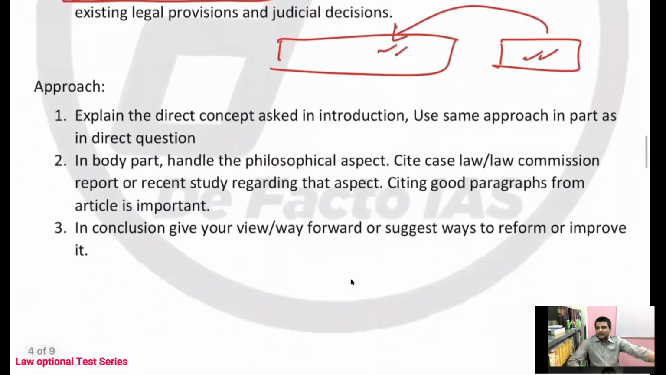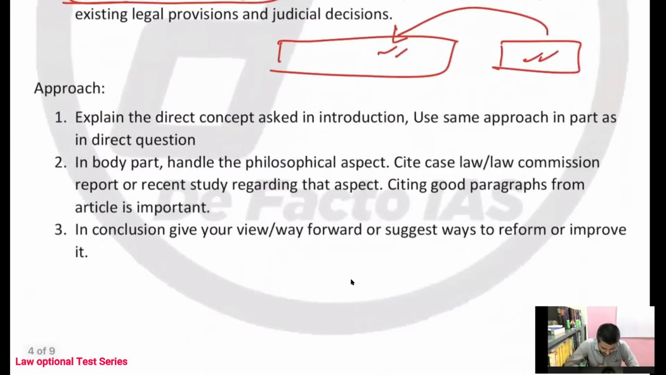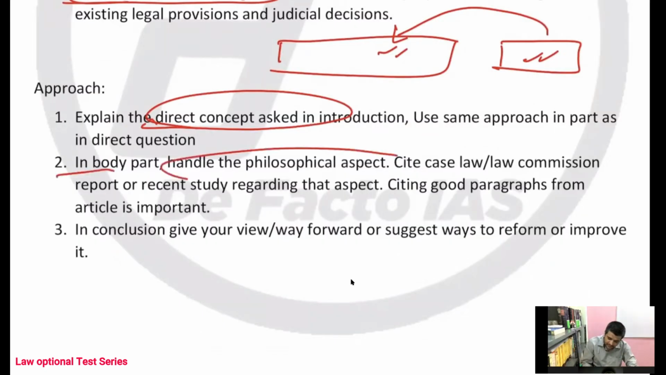Now let us come to how to approach it, what you can do about it. Very simple approach again. Explain the concept first. In order to assess this particular statement, we need to first understand the legal provision, statutory provision, or opinion or any convention, etc. Then in the body part, handle the philosophical aspect.